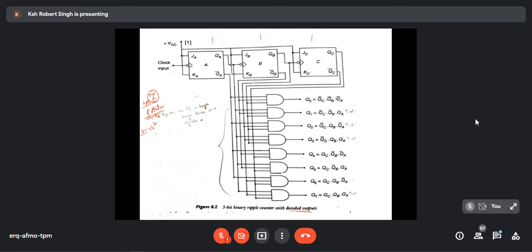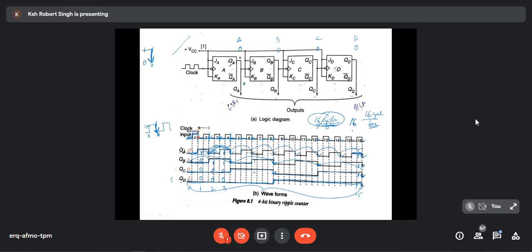What is the meaning of decoded output? Decoded output means that by the waveform you are able to know this is 0, 0, 0, which means 0. This is 1, 0, 0, this is 1. This is 0, 1, 0, this is 2. 0, 1, 1, this is 3. By myself, I am seeing the waveform and I'm able to say this is 0, 1, 2, 3.